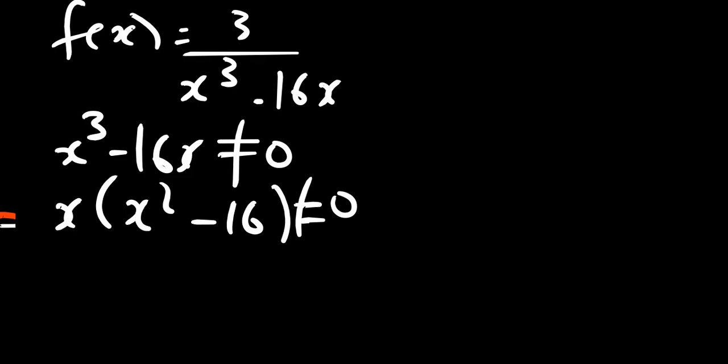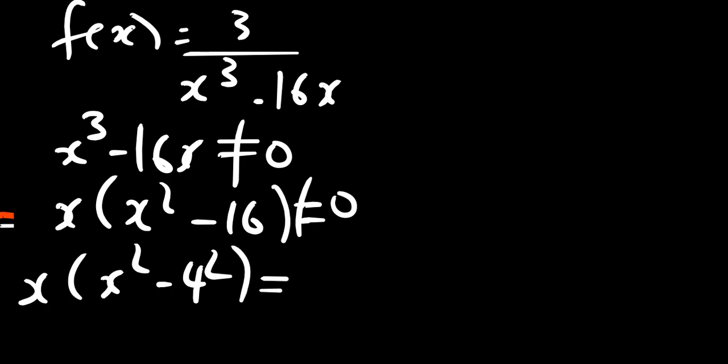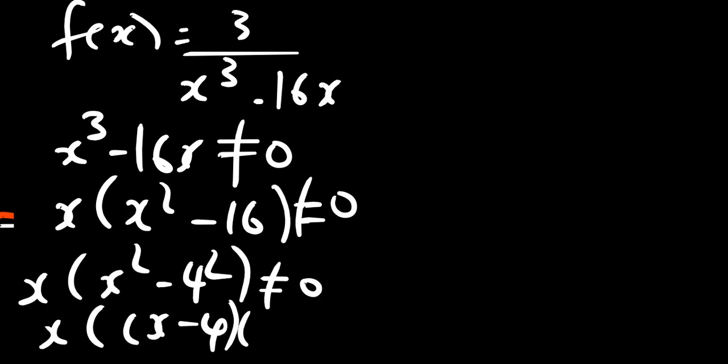We can also factorize the brackets, x squared minus 16, this is just 4 squared. We can simplify it further, where I say x times, in your brackets, x minus 4, this is the difference of two squares, and x plus 4. This should not be equal to 0. So these are the values that we don't want. We don't want x equals 0.